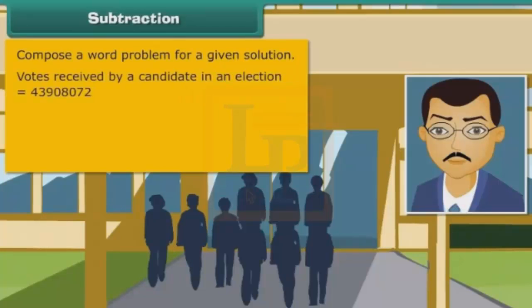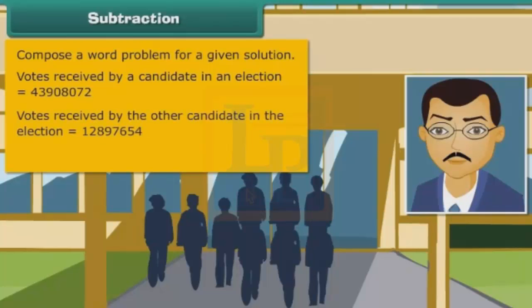Let us now compose a word problem for a given solution. Look at this solution. Votes received by a candidate in an election is equal to 43908072. Votes received by the other candidate is equal to 12897654. Difference between the votes is equal to 31010418. It is clear from the solution that there are two candidates in the election. One of them receives 43908072 votes. The other receives 12897654 votes. The difference in the votes of the two candidates has been calculated. This must be the requirement of the question.